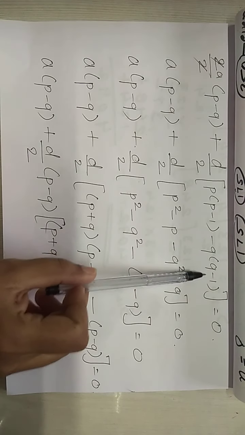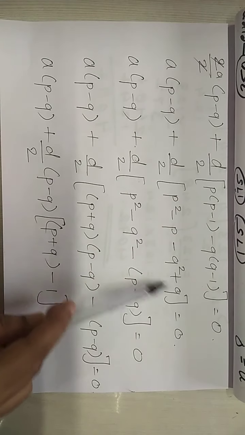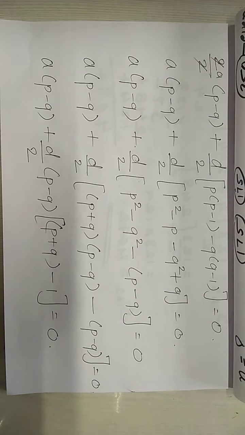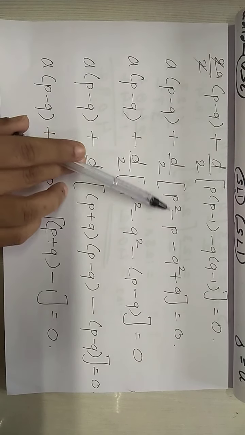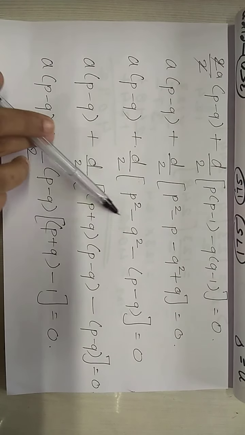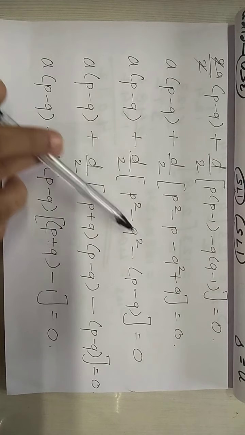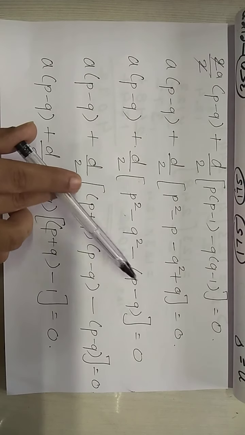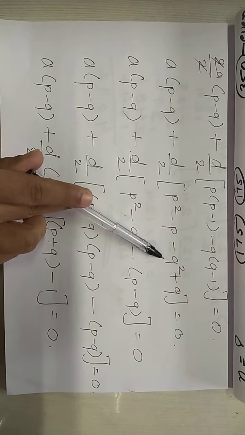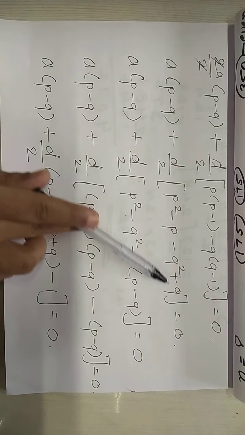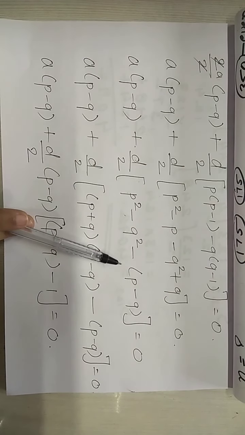And minus q is a q square, minus plus q 1 is a q equal to 0. This is a p minus q plus d upon 2. This will become p square minus q square. This q square I am writing here. And this minus p I am writing here. Okay, p square minus q square. And this minus p and this q I am writing here. I am removing the minus sign common.